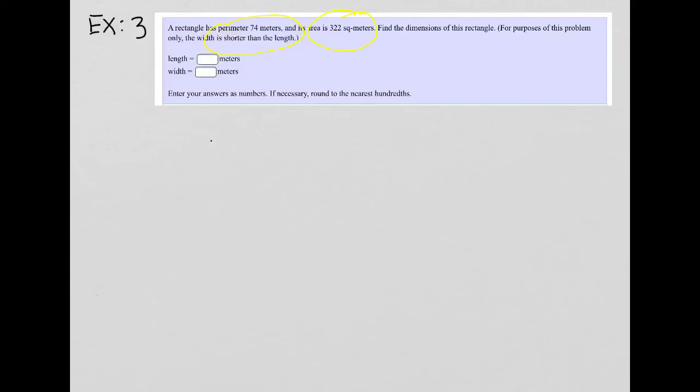So if you have a rectangle, the perimeter is 74 meters and the area is 322 square meters. The formula for the perimeter is 2 times the length plus 2 times the width. And the formula for area is length times width. If you notice, you are using similar variables, like the length and the width. So for this, we're going to go ahead and substitute what we know for each formula. So 74 is the perimeter, and 322 is the area.